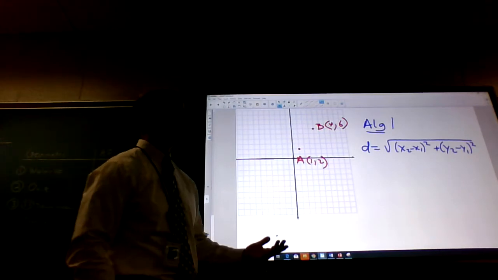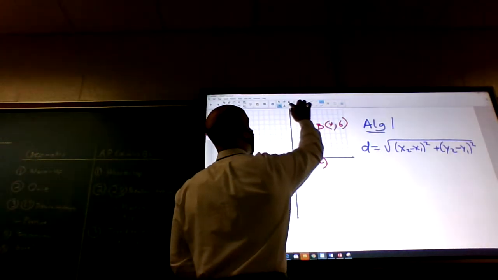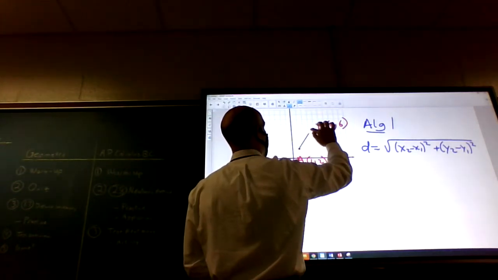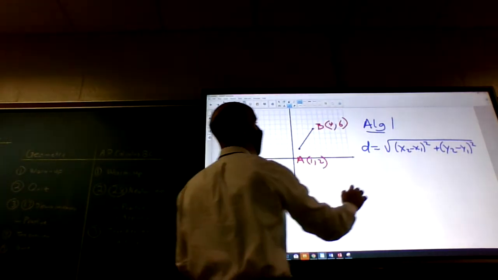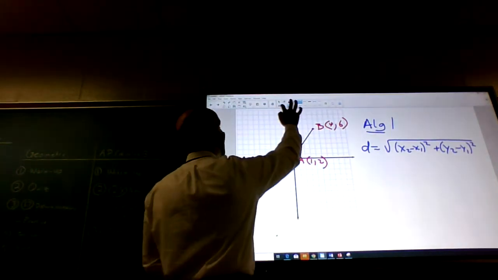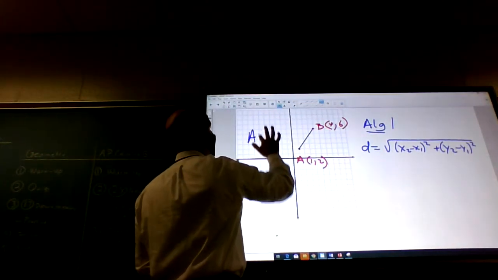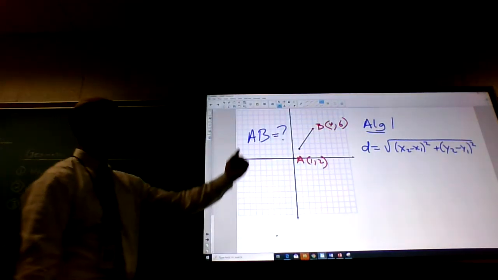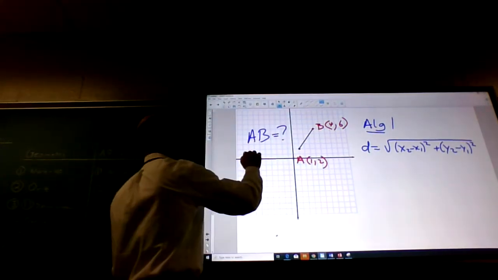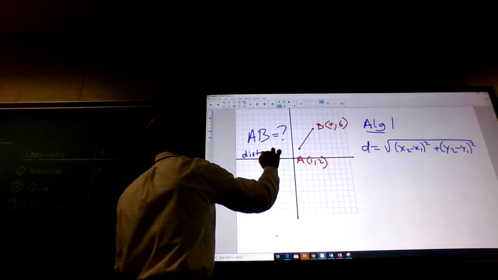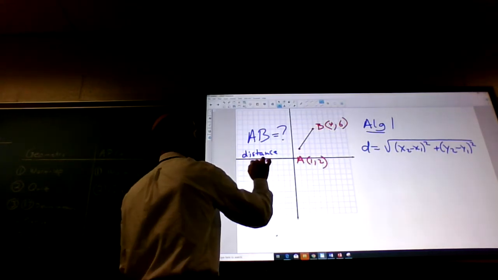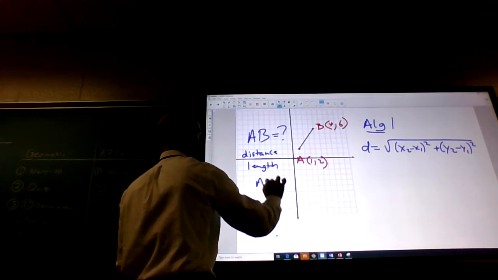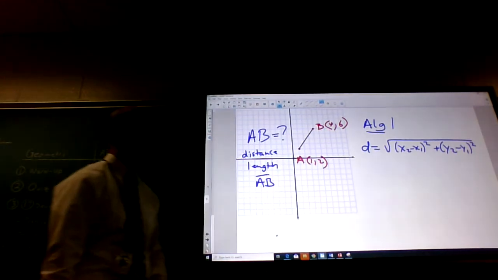So we play the same game. And by the way, we could talk about the distance between these 2 points, or you could call it the length of this. So in this class, I might say, hey guys, what's AB with no line above it? Since there's no line above it, I'm asking you what's the distance, or what's the length, of segment AB. Okay, so let's go ahead and crank this out.